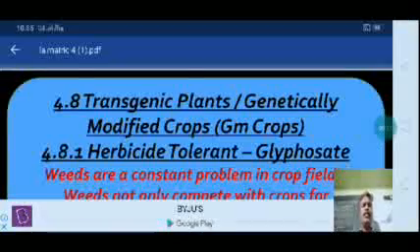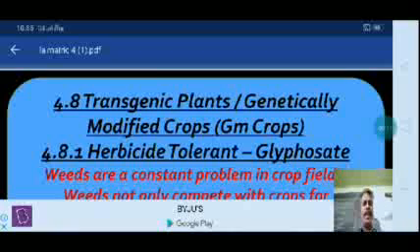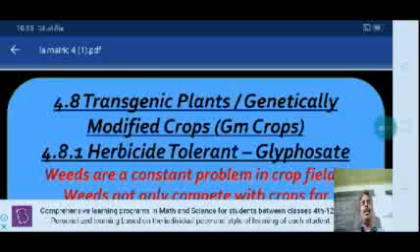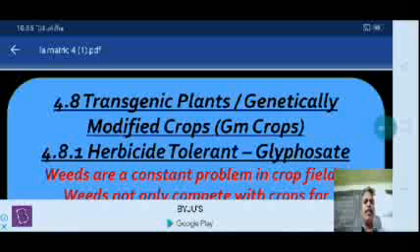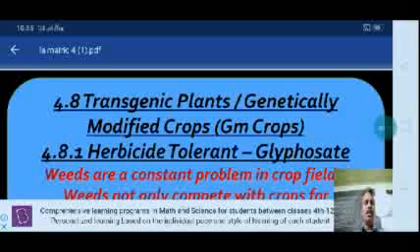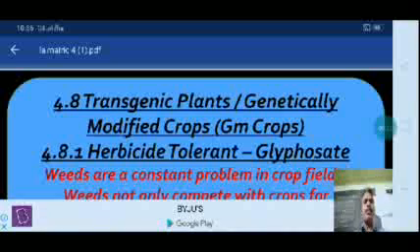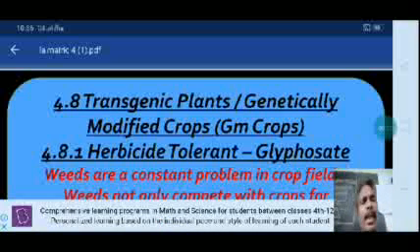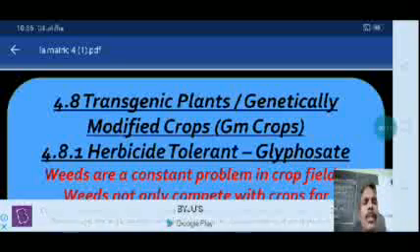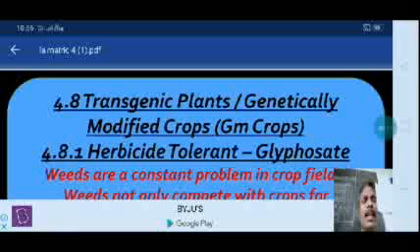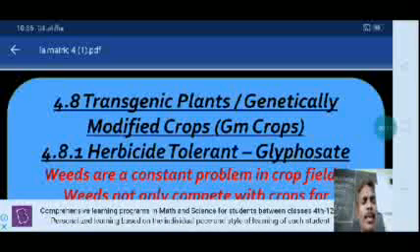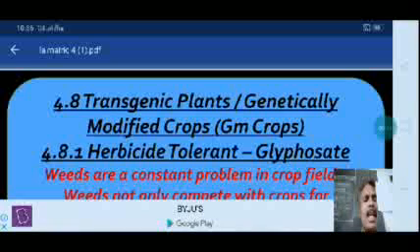Okay, the next one is transgenic plants, genetically modified crops, or otherwise GM crops. Herbicide tolerant plants, such as glyphosate tolerant ones, are produced. Transgenic means some organism's gene is transferred into a plant genome and modifies it into another type of plant, called a transgenic plant. A gene or a foreign DNA is introduced into that plant.